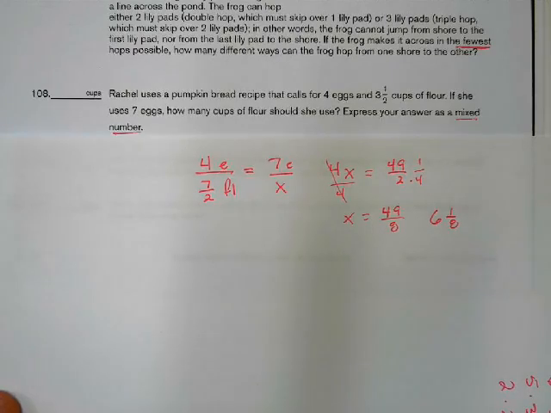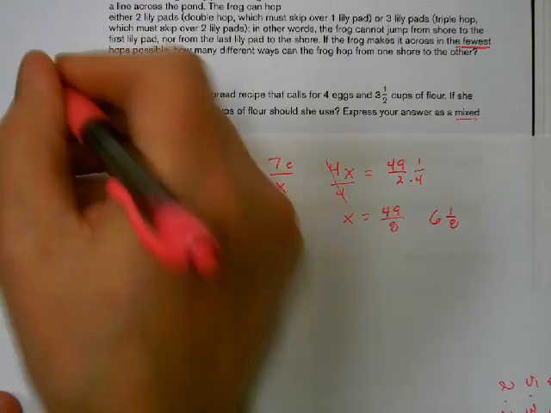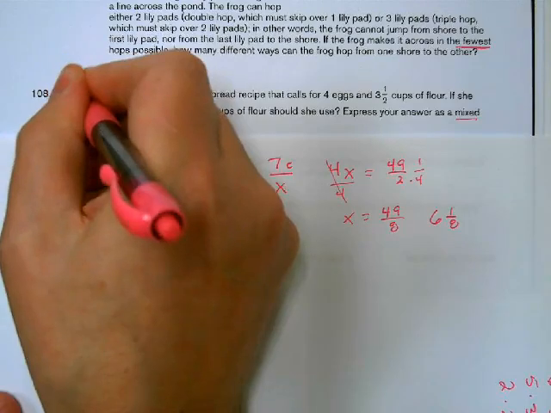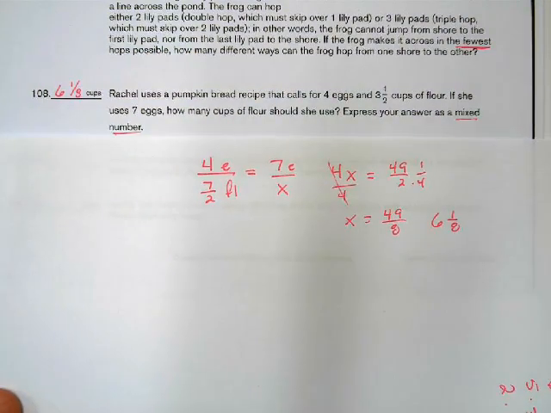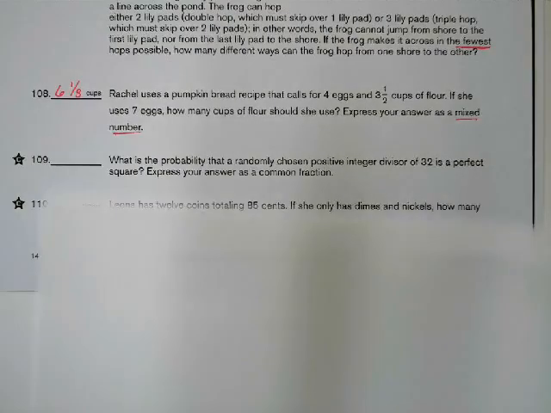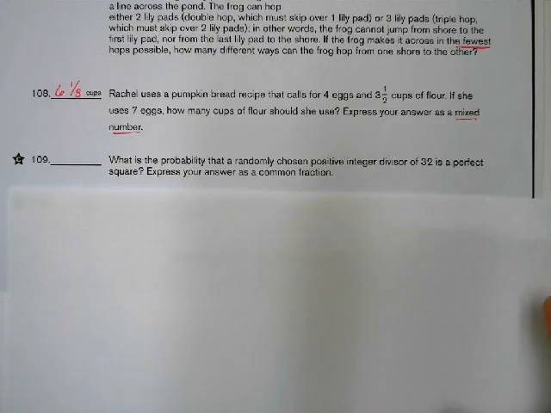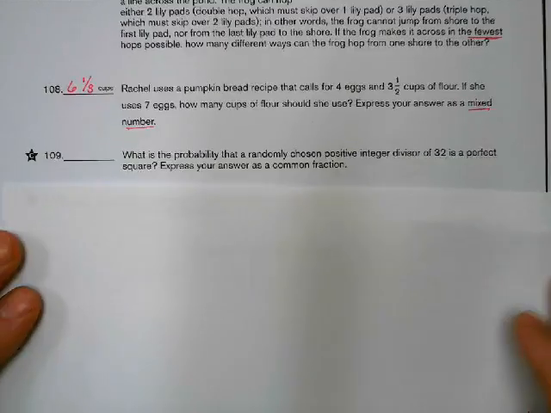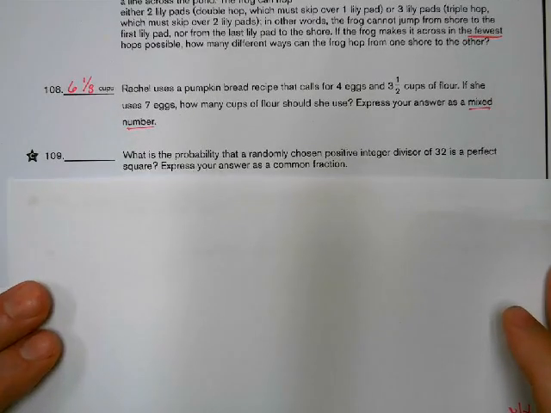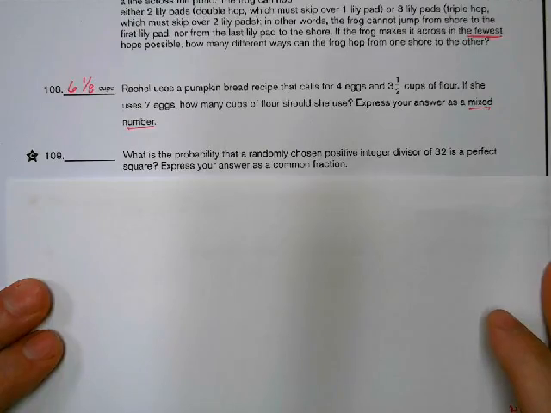We are moving now. All right, last two. What's the probability that a randomly chosen positive integer divisor of 32 is a perfect square? All right, so 32 is 2 to the 5th. So we should have 5 plus 1 divisors. There should be 6 divisors.